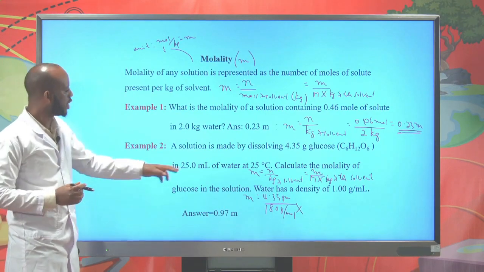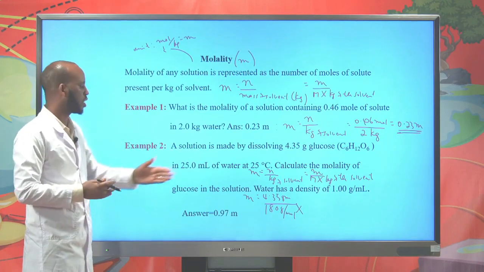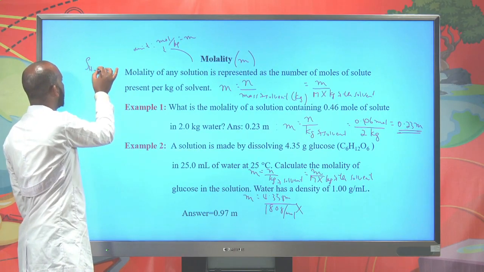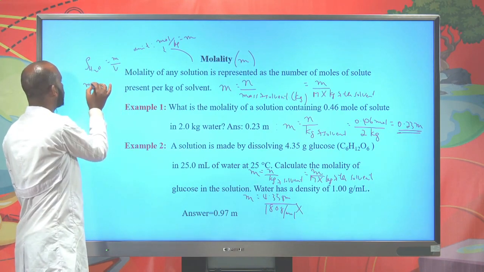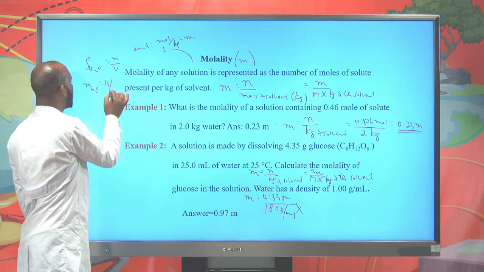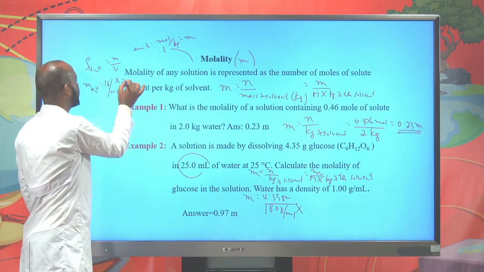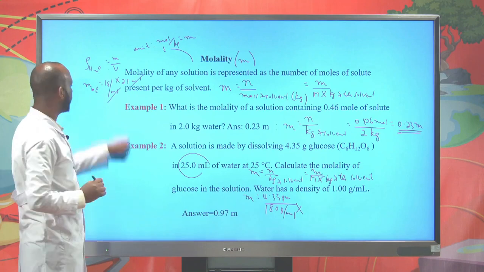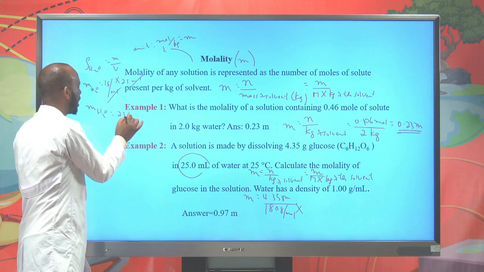Here what is given? Volume of water and density of water is given. We can calculate mass of water from density and volume. Density by definition, density of water equals mass of water divided by volume of water. From this, mass of water, H2O, equals density of water, which is 1 gram per milliliter, times volume of water, 25 milliliter. Milliliter will be cancelled by milliliter. We are left with gram, which is the units of mass. Therefore, mass of water is 25 gram.